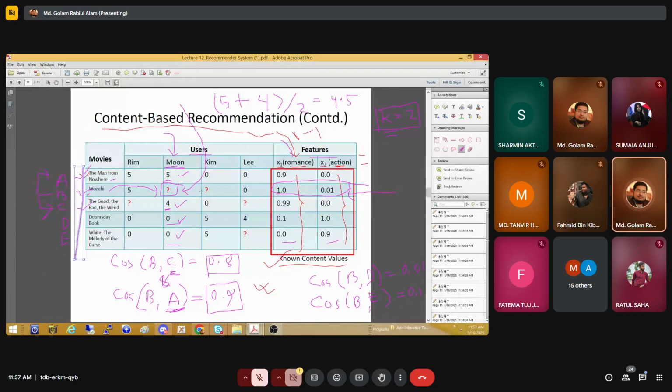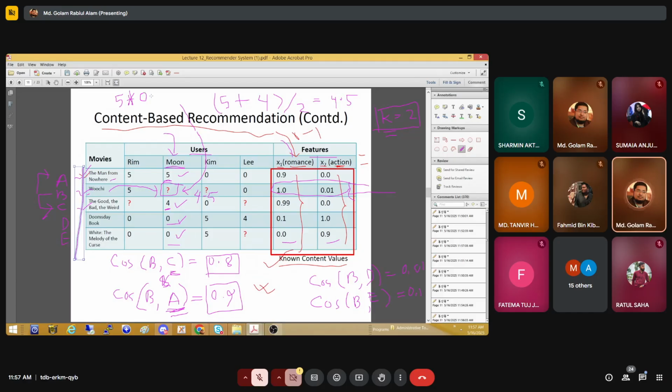Okay, so this is one kind of prediction. This can be 4.5, but we can also think about the weighted similarity for the weighted value. In the case of the weighted value, we have to multiply this 5 by the similarity value. First, the similarity value of this 5 is on A. What's the similarity between B and A? It is 0.9.